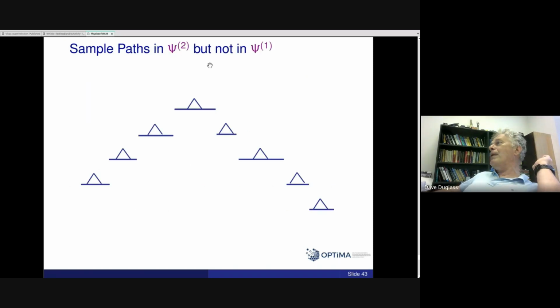In fact, sample paths in psi2, not in psi1, are single peak sample paths, but at each level, instead of just staying at the same level, we're allowed to have any number of single peak excursions upwards, but nothing more complicated than a single peak excursion upwards. So if you like, we've got a single peak of single peaks.